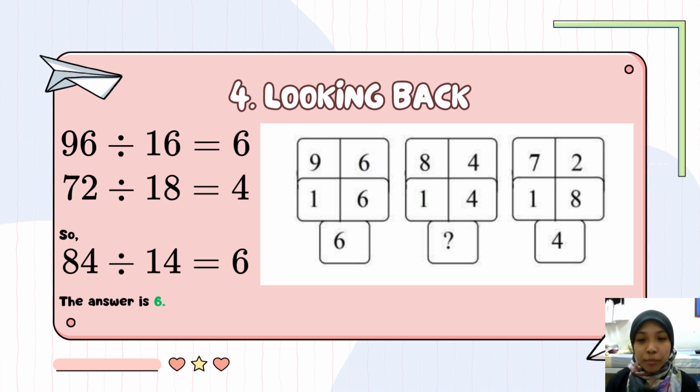So we look back at the pattern in stage 4 and then we see the result. As we can see, the pattern is that the first row is divided by the second row. So now 84 divided by 14, and we get 6. So the answer is 6.